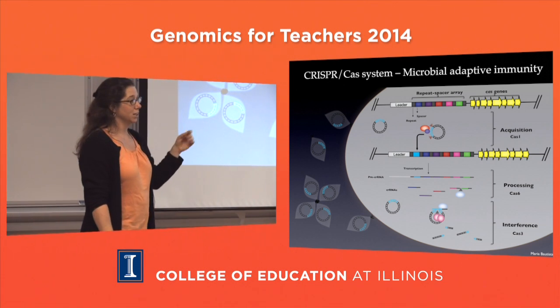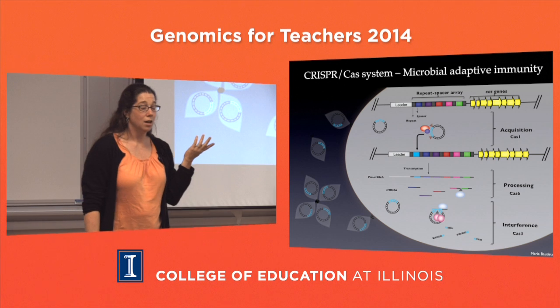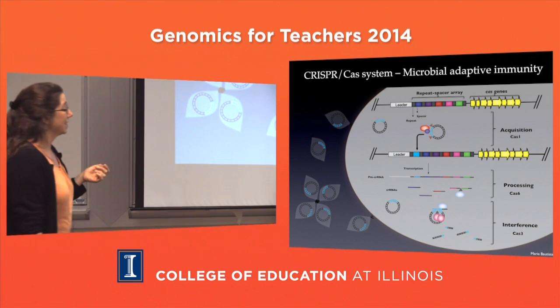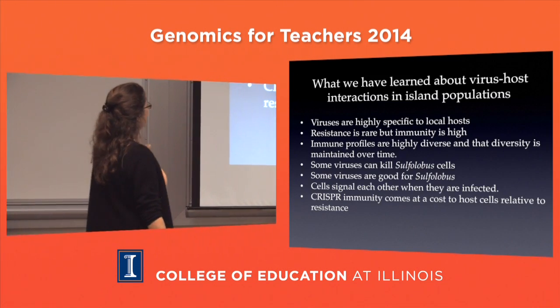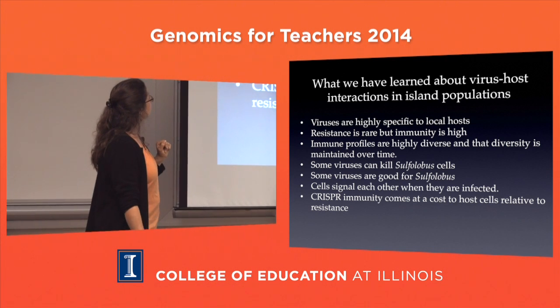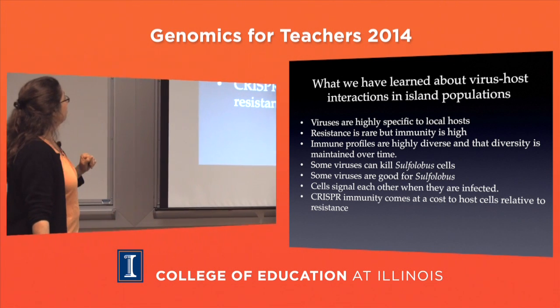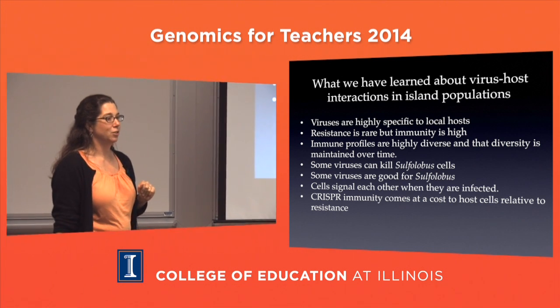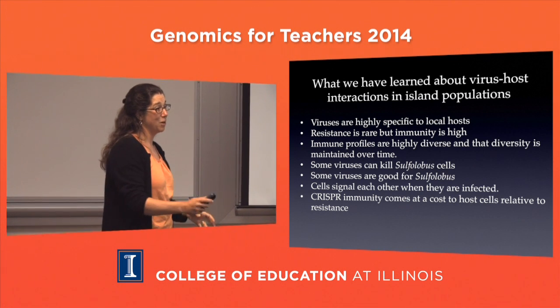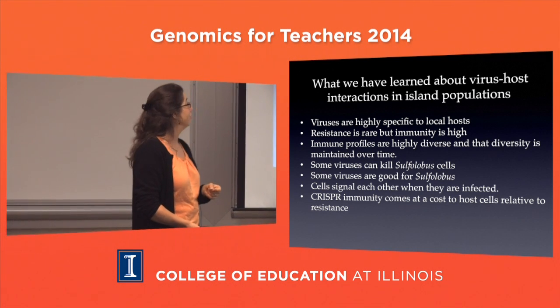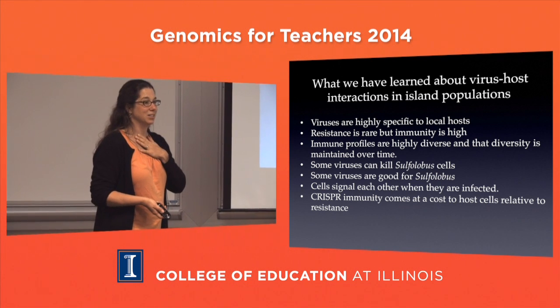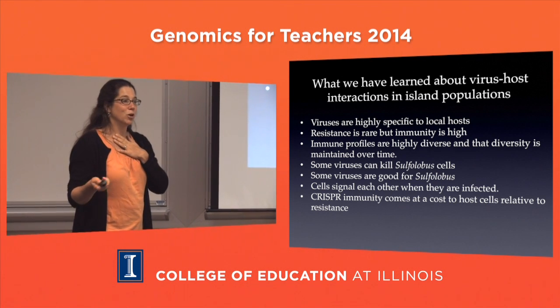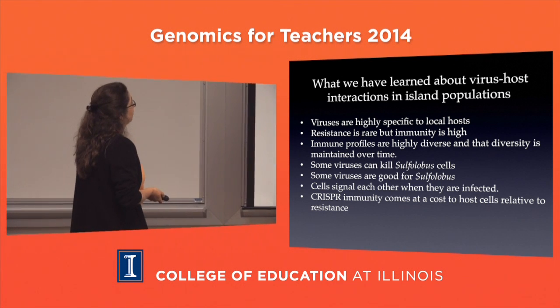And so we're working on this system. This system has been a really big deal because it's led to us being able to engineer the human genome. So you've probably heard about it recently. Okay, so what we've learned is that viruses are pretty specific to local hosts, and even within the local environment there's variation in who they can affect. Resistance is rare, but immunity is high in these organisms. So that's one of the ways that they're interacting that's going to be important.